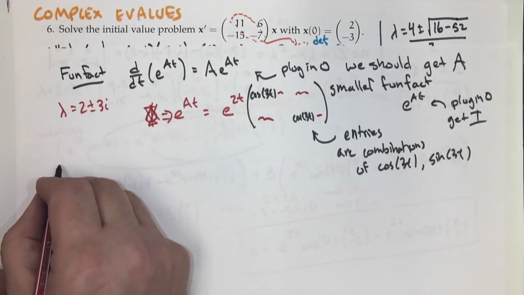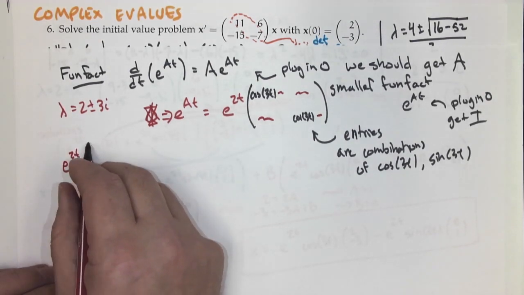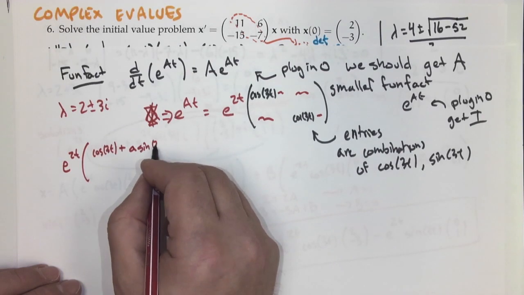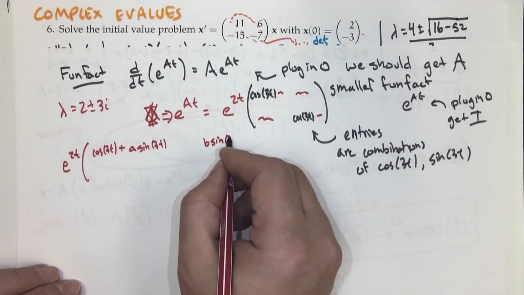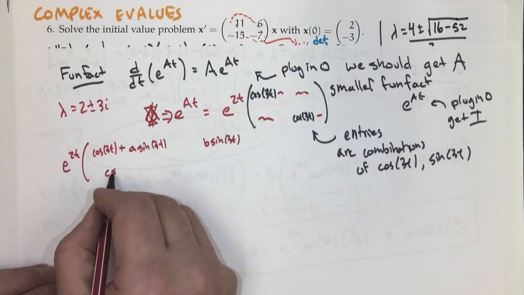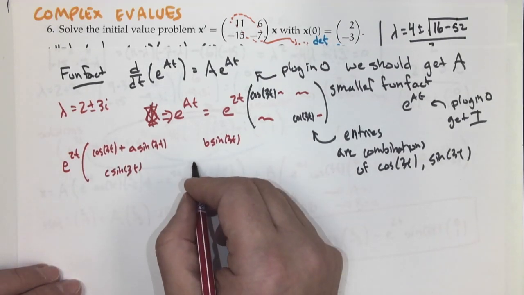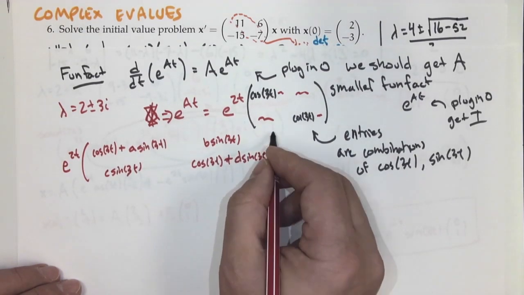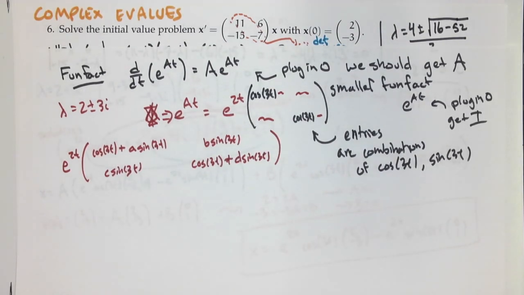Okay, so we now know that we look like e to the 2t times cosine 3t plus, and I'll do little letters here, a sine of 3t. We have b sine of 3t, c sine of 3t, and then we have cosine of 3t plus d sine of 3t. We haven't actually done very much, right? We just say we know it looks like this for the right choices of A, B, C, and D. And we're going to now take a derivative and plug in 0 and see what we get. So when we take our derivatives here, what do we get?